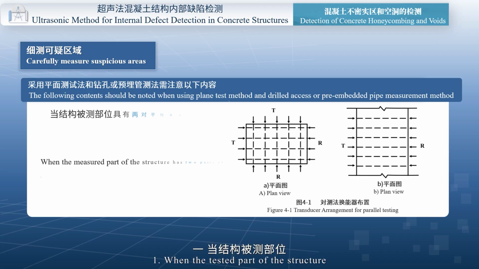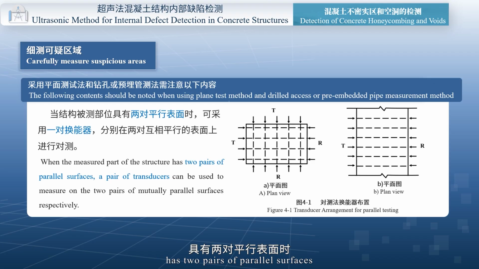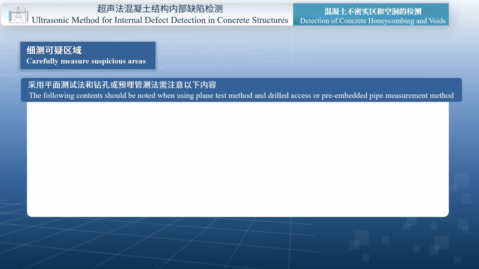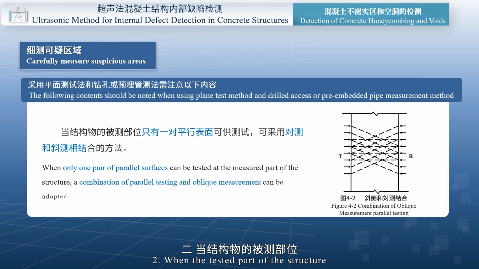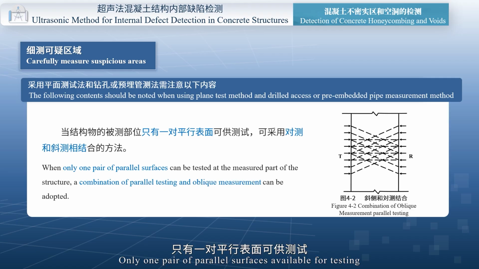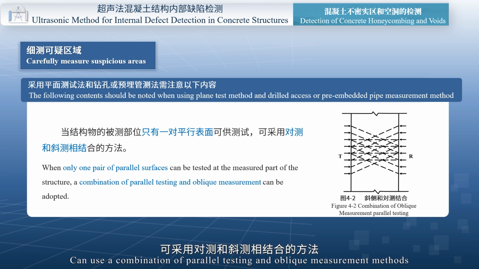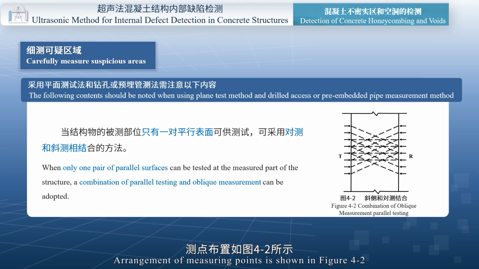First, when the tested part of the structure has two pairs of parallel surfaces, you can use a pair of transducers on the two pairs of mutually parallel surfaces to conduct comparative measurements, as shown in figure 4-1. Second, when the tested part of the structure has only one pair of parallel surfaces available for testing, you can use a combination of parallel testing and oblique measurement methods. The arrangement of measuring points is shown in figure 4-2.